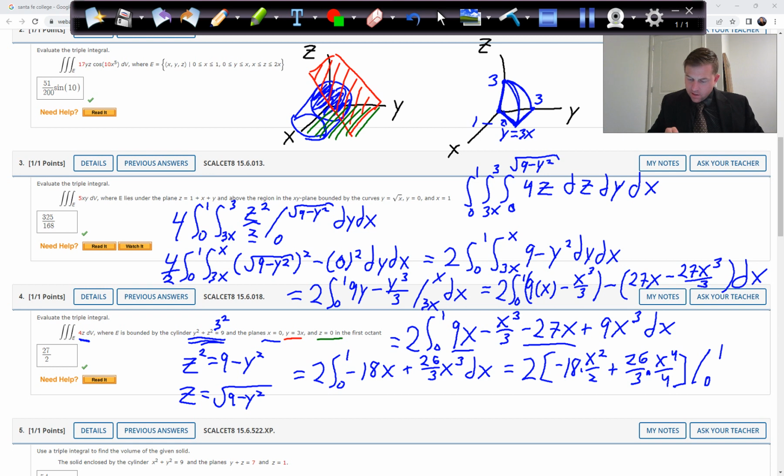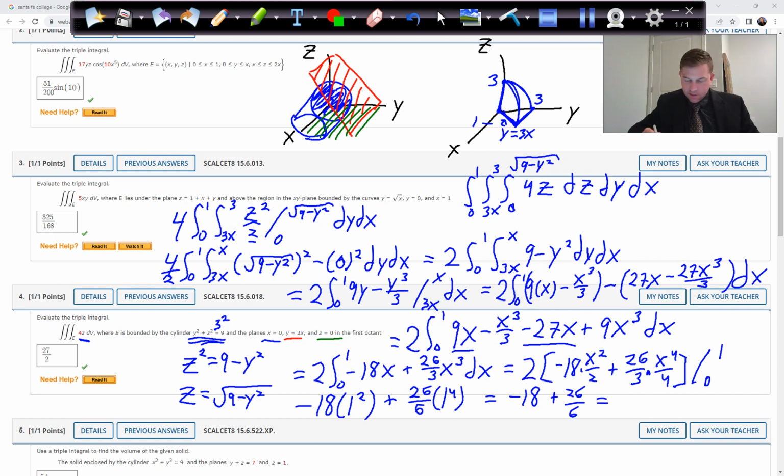So we're going to get this: negative 18 divided by 2 is negative 9, but then I double it, so we get negative 18 times 1 squared, plus, this is going to be 12 on the bottom, but we're doubling it, so it's going to become a 6 on the bottom. So it's 26 over 6, 1 to the 4th, and then the zeros don't factor in. So this is going to be minus 18 plus 26 over 6, which when you create a common denominator, you should get 27/2.